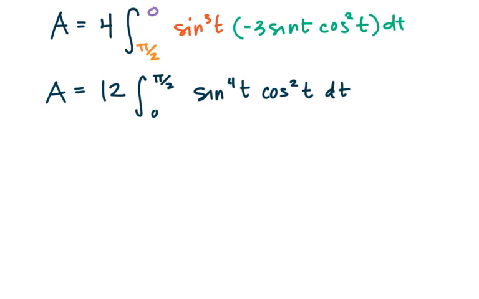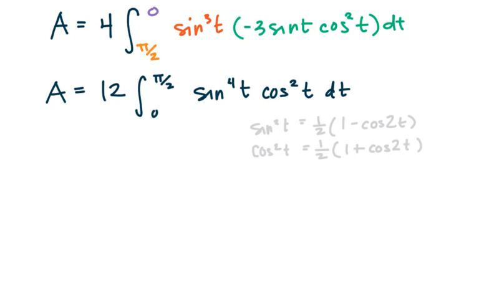Now, some of our strategies for integration when we're integrating sines and cosines to powers, especially when it's an even power, we're going to use our double angle substitutions. And our double angles, let me just refresh you of what we know. We know that sine squared t is 1/2 times 1 minus the cosine of 2t, and cosine squared t is 1/2 times 1 plus the cosine of 2t.